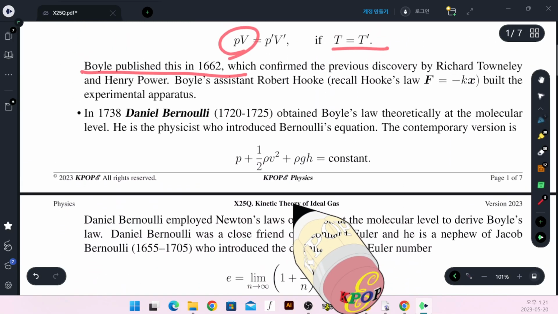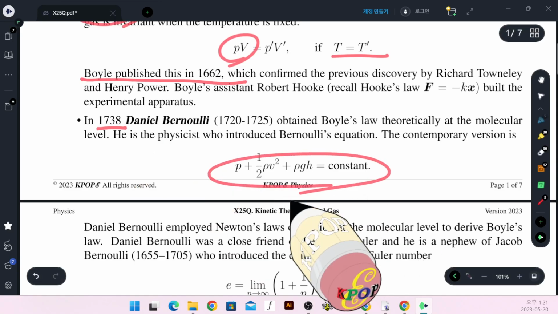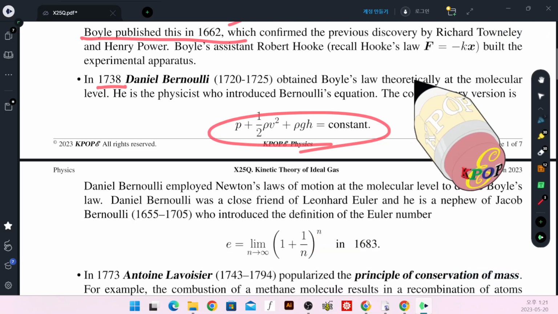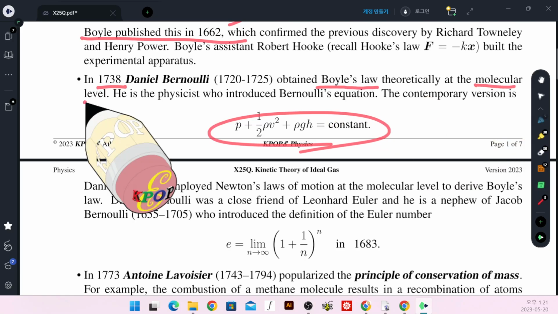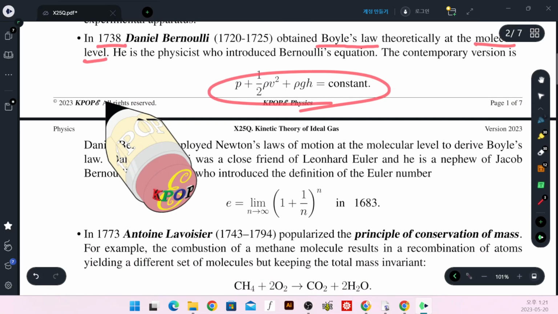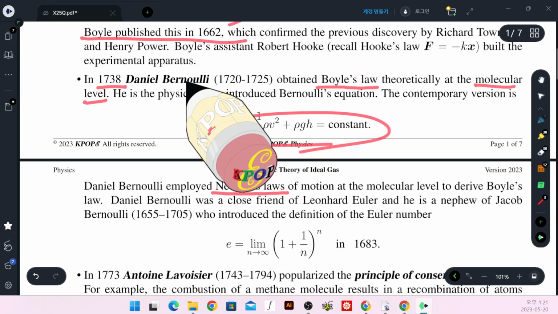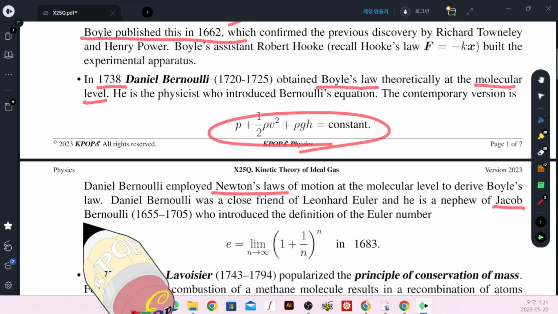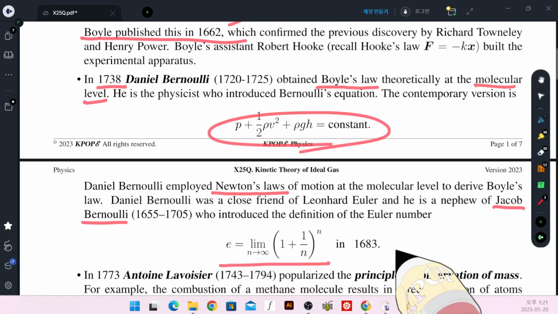Second, in 1738, Daniel Bernoulli, famous for Bernoulli's equation, developed a theoretical approach to reproduce Boyle's law based on the molecular level. So it is a simple application of Newton's law. The Bernoulli family has many famous people, and Jacob Bernoulli is famous for the introduction of the limit of the Euler number in 1683.